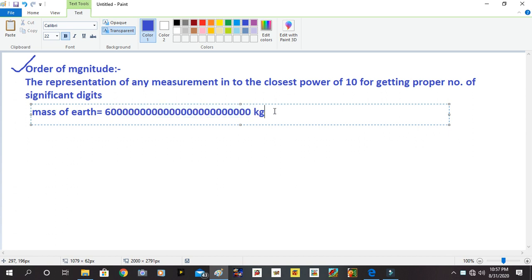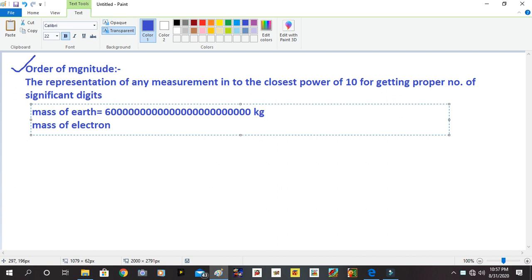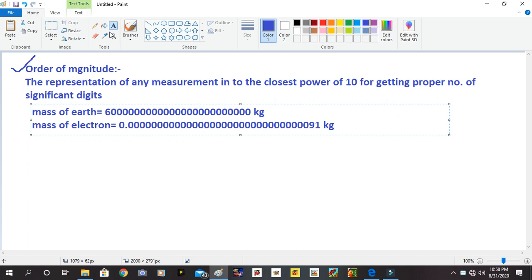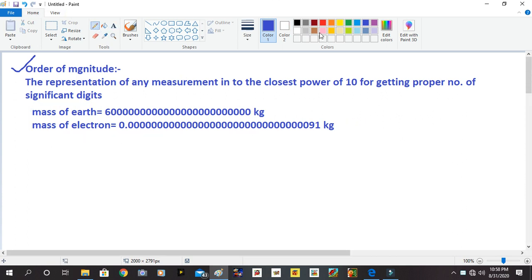Again, suppose I want to write the mass of electron, which you know is very small. The mass of electron is equal to 0.1, 2, 3, 4, 5, and so on up to 31 zeros, then 91 kilogram. This is the mass of electron. And I think it will not be convenient to write such big values every time.